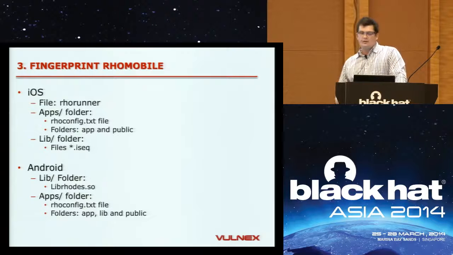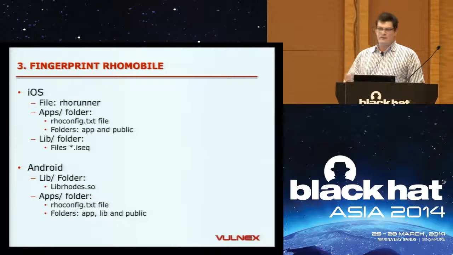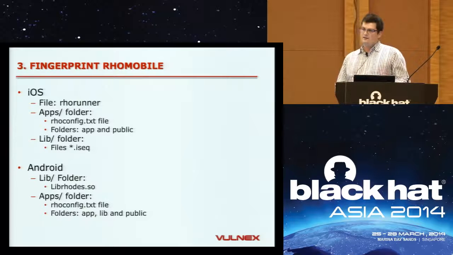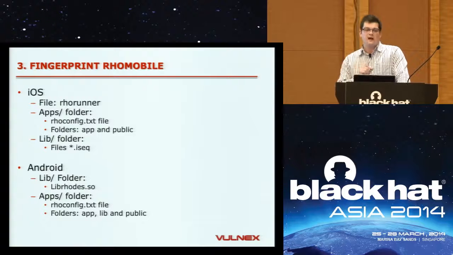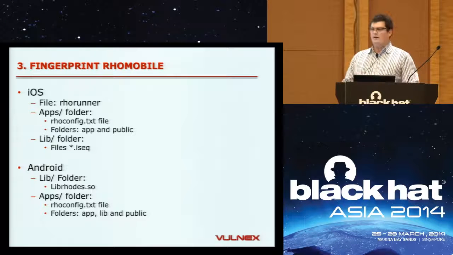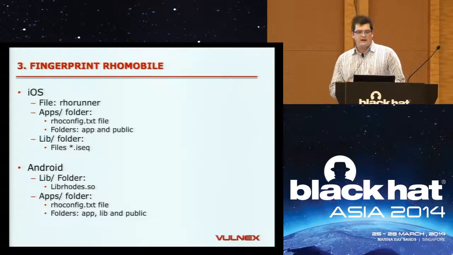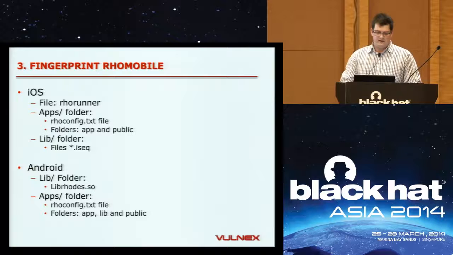For Rhomobile, same thing. How do we fingerprint this kind of app? Easy. For iOS, we look for the RhoRunner binary. All the Rhomobile applications on iOS use this binary name. We also find a folder called apps, and inside it we can find the rhoconfig. That's our Rhomobile application. So it's easy to spot. Then we can also find a lot of ICQ files, which are the entire Ruby bytecode files.